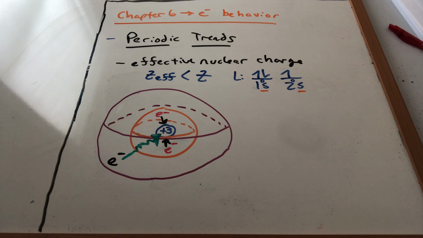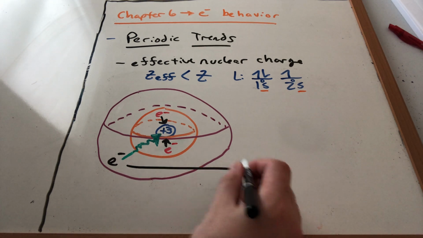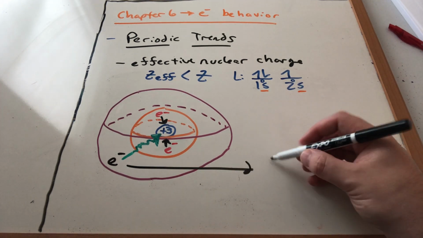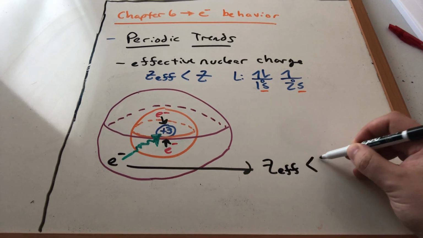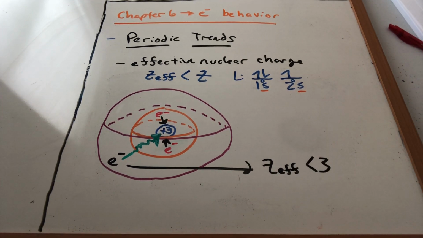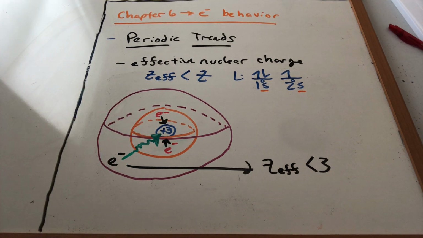So this is effectively Z effective. This is an idea that we just described in words, right? Does this thing see a full +3? No. It feels something that's going to be less than +3 because there are minuses in the way, right? So this happens as you go across a period.